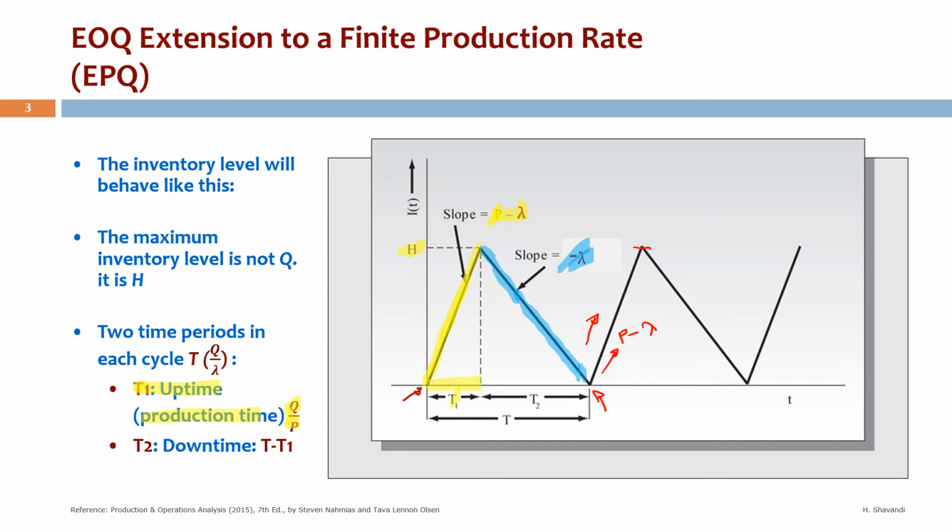So here T is our cycle, and as you see, it includes two subperiods. T1 is the uptime, the production time, which is Q over P, and T2 is the downtime. There's no production in this period, and it's T minus T1.